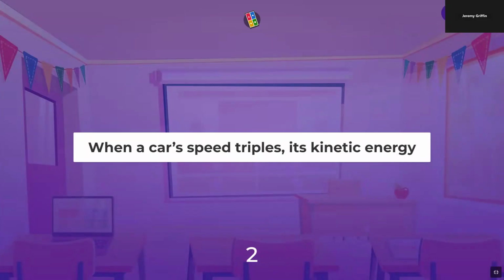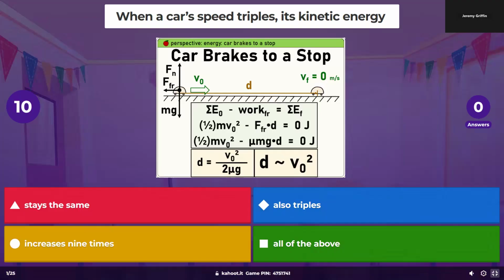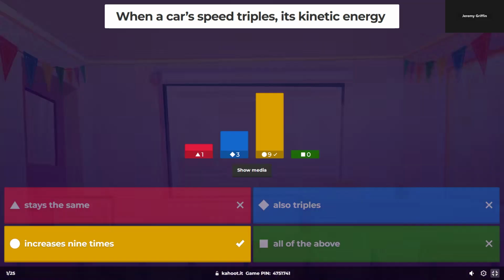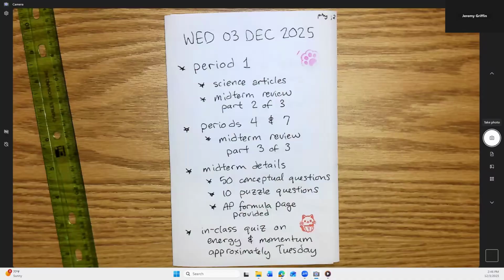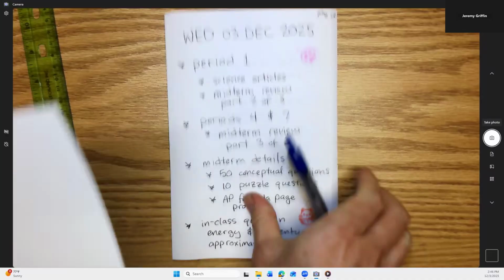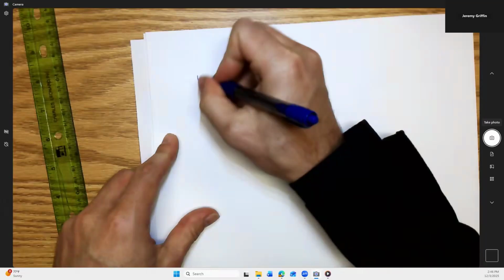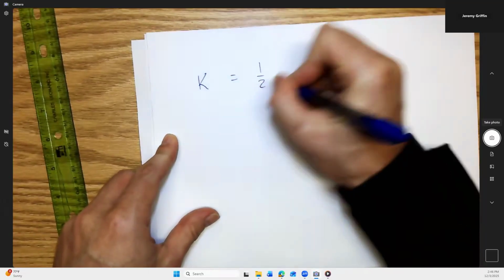When a car's speed triples, its kinetic energy is one-half mv squared. Yeah, 9 times. It increases 9 times. Let me remind you guys why that's the case. Guys, what is the formula for kinetic energy? Yeah, one-half mv squared.